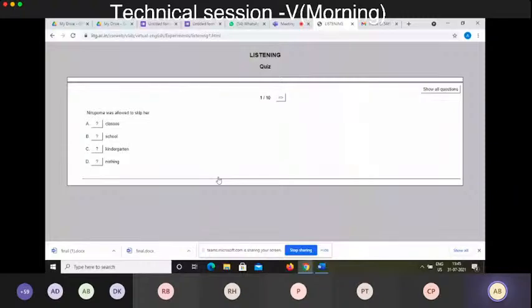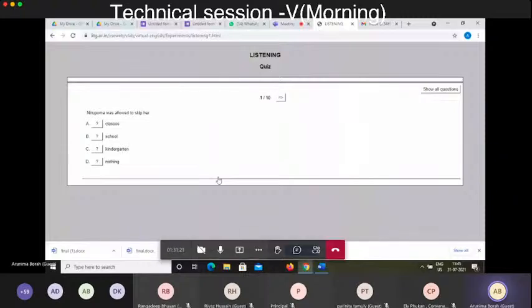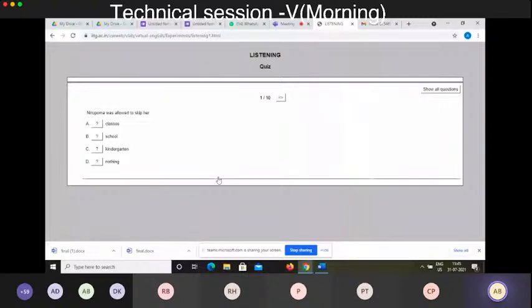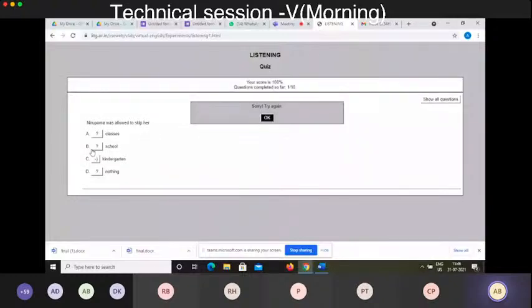The first question is, Nirupama was allowed to skip her A, classes, B, school, C, kindergarten, D, nothing. Now, which one is the correct answer? Kindergarten. Let's see whether it's correct or not. Sorry, no, it's not correct. You try once again. Okay, just wait a minute. Okay, yes, that's the correct answer. So let us go to the next question.